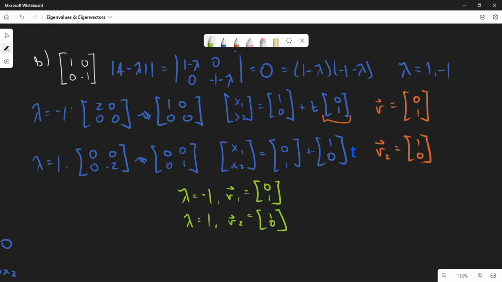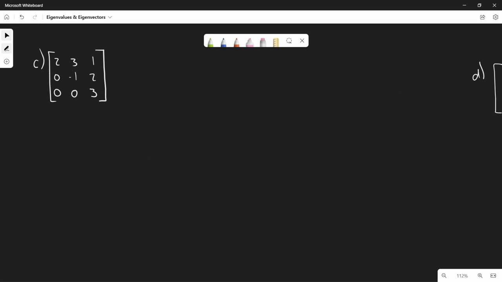Cool. So now let's move on to the next one. Alright, so this one is a bit more interesting. We got a 3 by 3 matrix this time. The good thing about this matrix is that it's a triangular matrix. If you recall from lecture, our eigenvalues are everything that's on the diagonal. So we pretty much already found our eigenvalues without finding the characteristic equation. We just look at the diagonal and we get that lambda is equal to 2, negative 1, and 3. Now we can go straight into plugging them into the matrix.